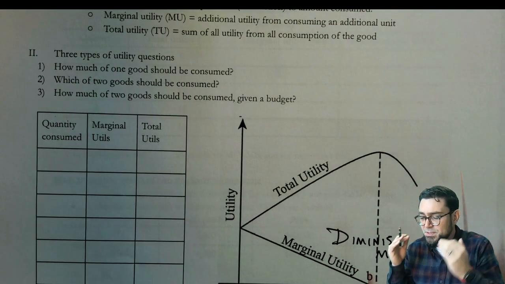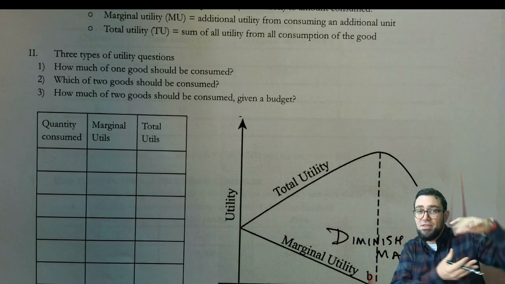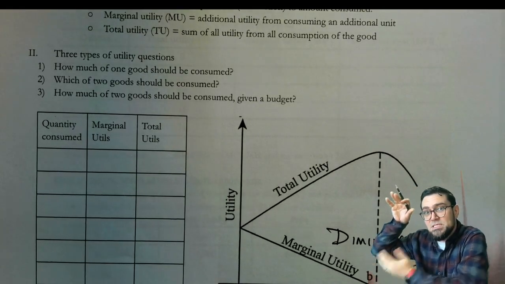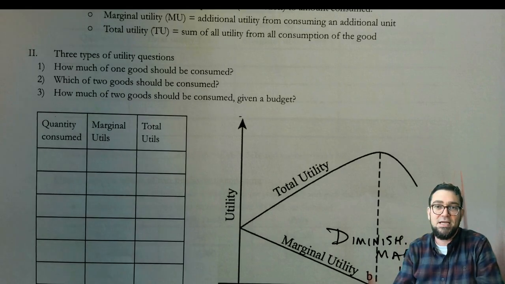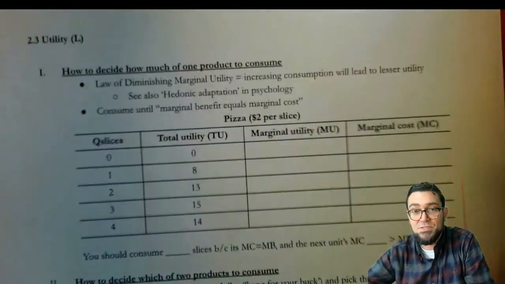And then the third is the most complicated one. Let's say you have a certain amount of money and you could buy this much of this, any amounts, and you could buy this much of that, any amounts. What's the amount combination, given the amount of money that you have, that's going to satisfy your needs the most? So that's the tricky one, but it's really not that bad. So let's take a look at these three questions.